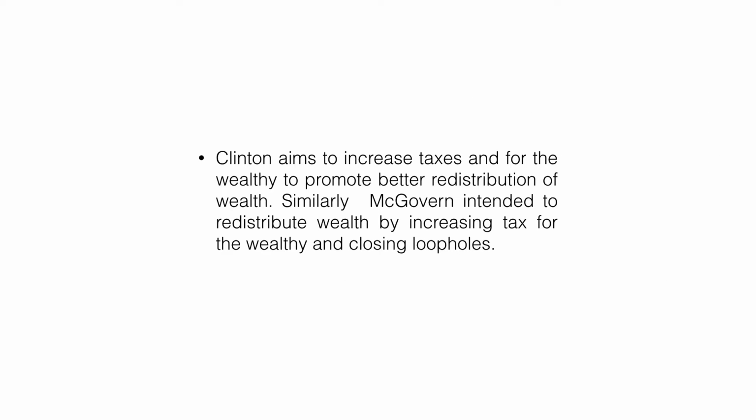On the Democratic side, both candidates shared a similar view of having an active government through tax increases and economic regulation. Both Hillary Clinton in 2016 and George McGovern in 1972 planned to increase taxes for the wealthy to promote better redistribution of wealth. According to Clinton and McGovern, the rich do not pay their fair share of taxes because of tax loopholes.